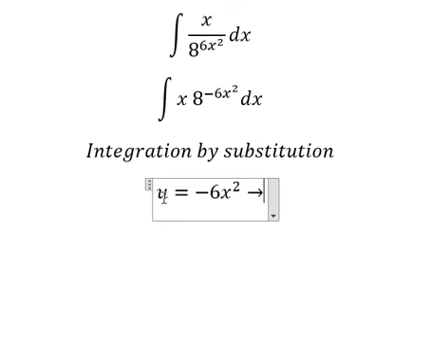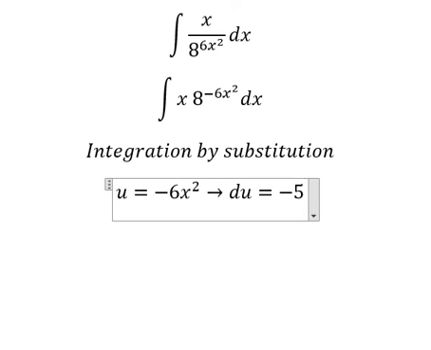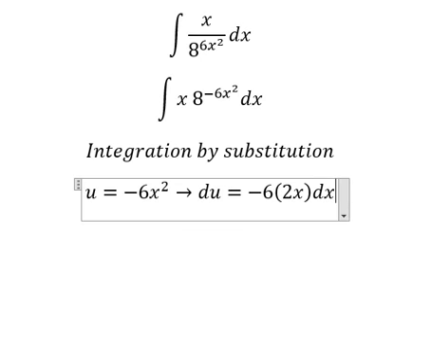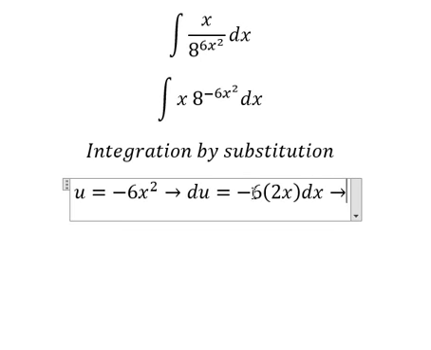Next, we need to do the first derivative for both sides. The first derivative of s to the power of 2, we have 2s. Because we don't have negative number 12, so we need to divide both sides by negative number 12.